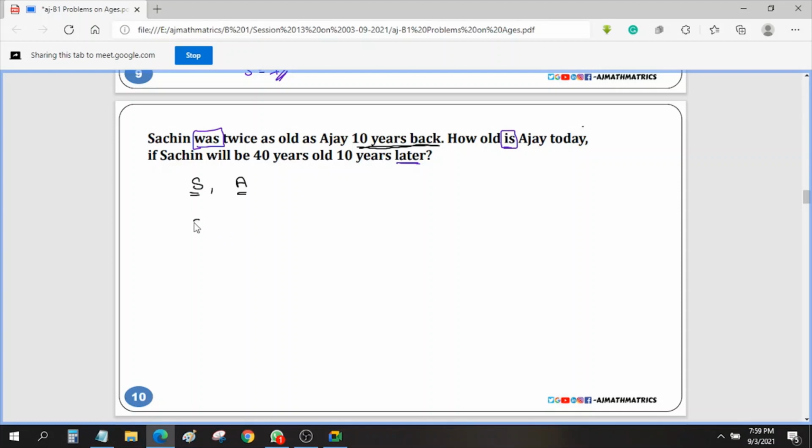So Sachin was twice as old as Ajay 10 years back. So 10 years back Sachin age is what? S minus 10, which is equals to twice of Ajay. Ajay age 10 years back will be what? A minus 10. Most of you did the mistake here, that is you can write S minus 10 but you simply write 2A on the right side. But be clear how many persons are there in the question. That many persons you need to increase their ages and you need to decrease their ages according to the question.